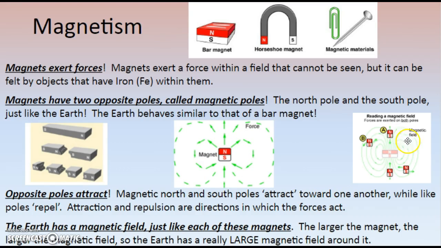And if I put a compass at different locations within that magnetic field, you'll see that they will align themselves very specifically. So opposite poles attract. Magnetic north and south poles attract toward one another, while like poles repel. North-north is going to repel and south-south are going to repel. Attraction and repulsion are directions in which the forces act. The Earth has a magnetic field, just like each of these magnets. The larger the magnet, the larger the magnetic field. So the Earth has a really large magnetic field. It's just not that powerful.